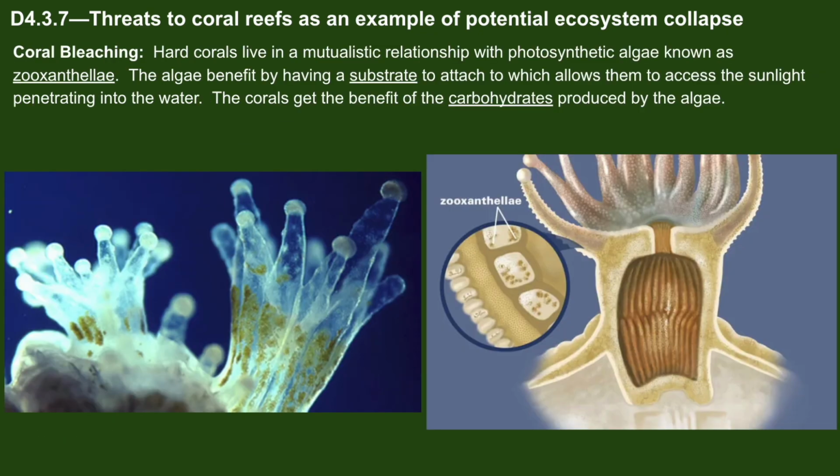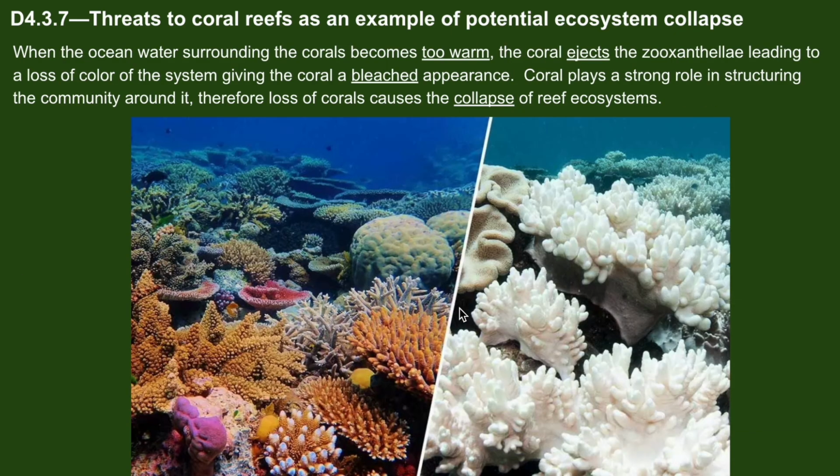Coral bleaching can occur. Coral is an animal that lives in a mutualistic relationship with zooxanthellae algae. They need each other in this mutualistic relationship. What we're seeing here is that due to ocean temperatures warming, the coral ejects the zooxanthellae. They take on this bleached appearance, and then they die because they don't have that mutualistic relationship anymore. So again, this is based on warming temperatures, not the acidification.